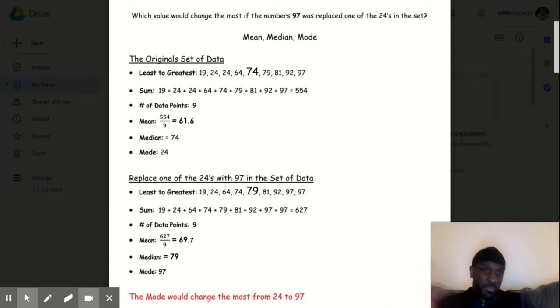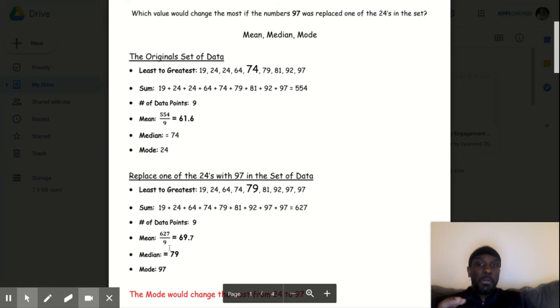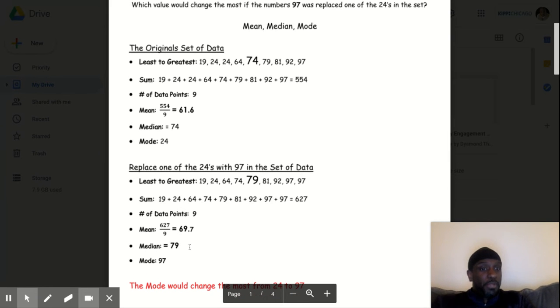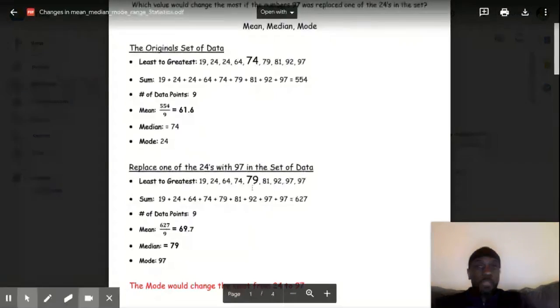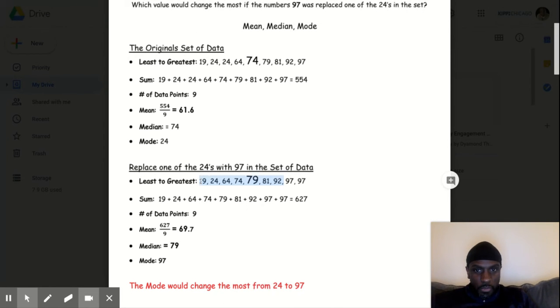Yeah, that's a change, that's significant. But let's see the mode. The mode is the number that appears the most often. So the mode was 24. When I replace the data, what number appears the most looking at this data right here?